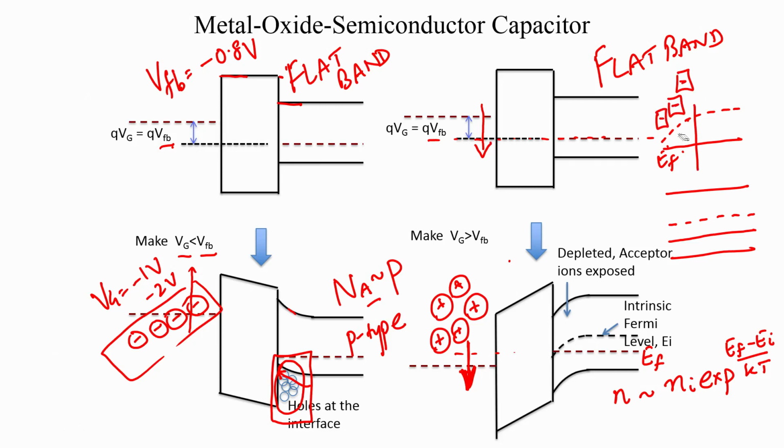But the moment you make the gate voltage more and more positive, EF at some point will start bending more and more, and it will ensure that EF minus EI becomes positive near the interface. So, that is when the electrons start participating. In this case we have just made Vg slightly greater than VFP, and it is mostly the acceptor-like ions that are being depleted; the semiconductor is depleted and exposes the acceptor-like ions.